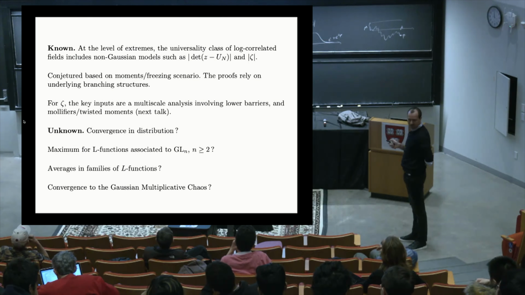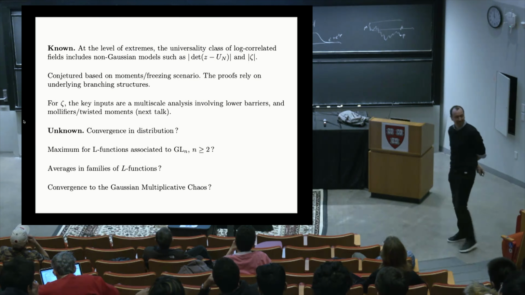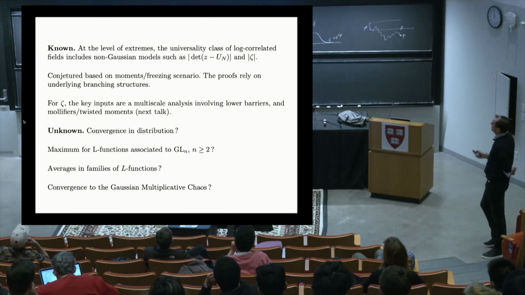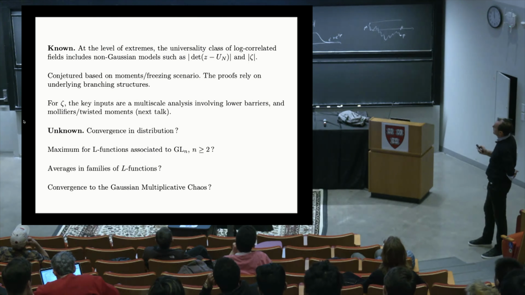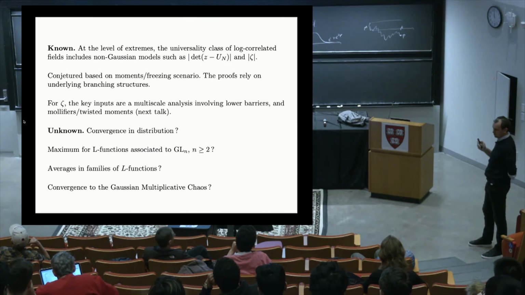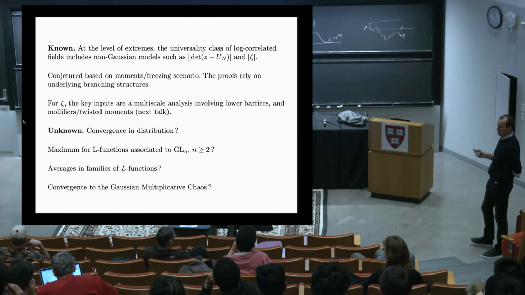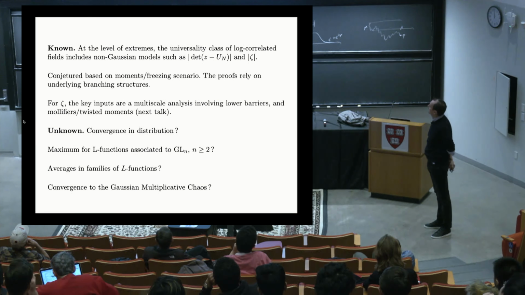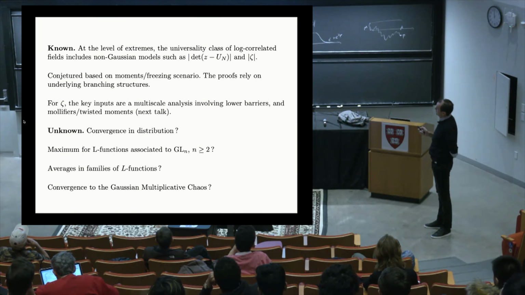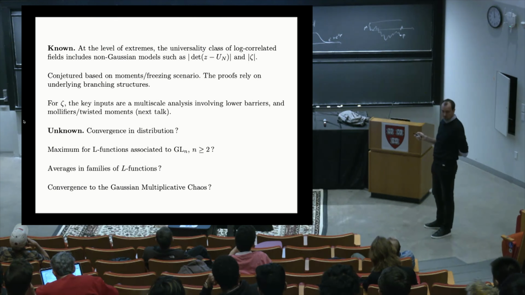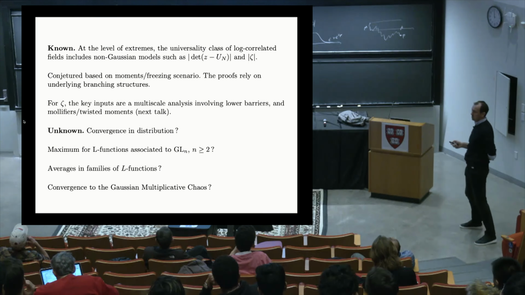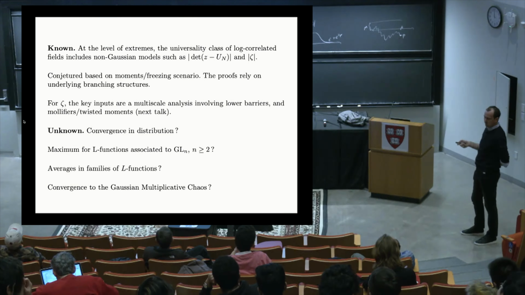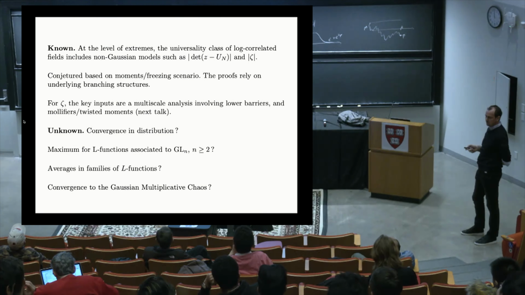So here is what is known and what is unknown now. At the level of the extremes, we now know that the characteristic polynomials for random matrices and L functions, for some of them, really are in the universality class of log-correlated fields. The conjectures were obtained by physicists based on some calculations of moments. That's what they often do. And some assumptions on some scenarios of what happens for very small temperature.